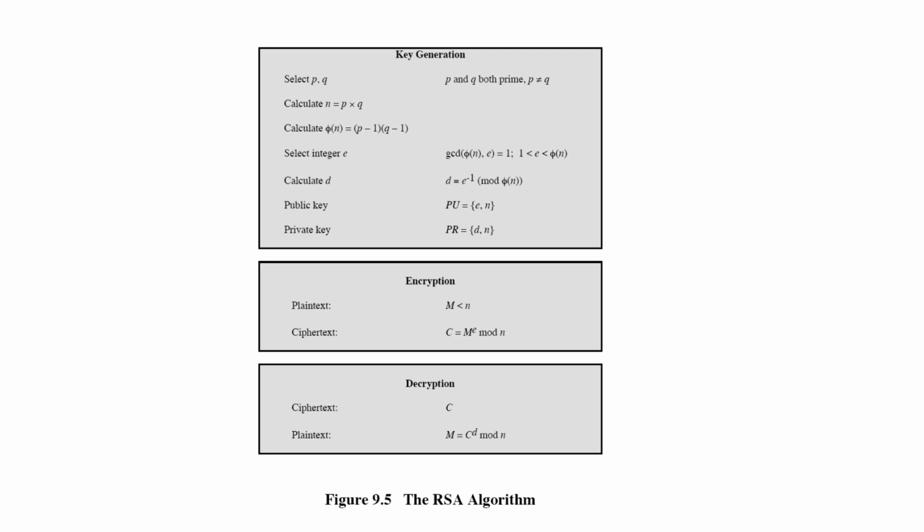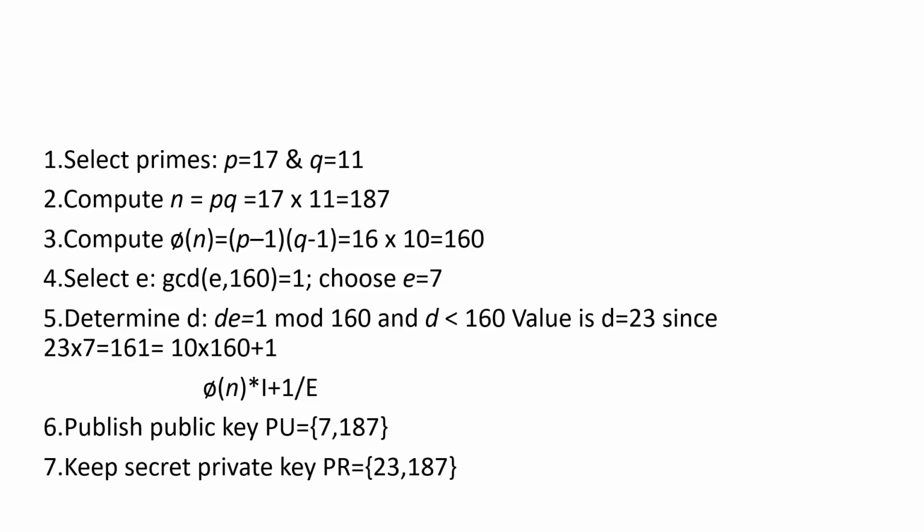Then for encryption, the ciphertext C is equal to M raised to E mod n, and for decryption, the plaintext M is equal to C raised to D mod n. So that is the key setup.